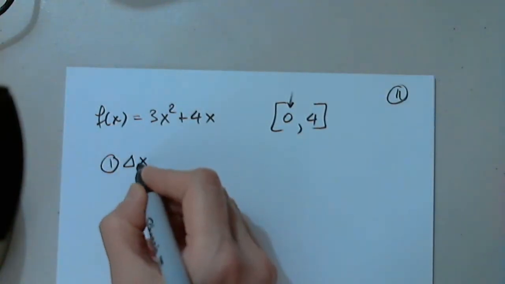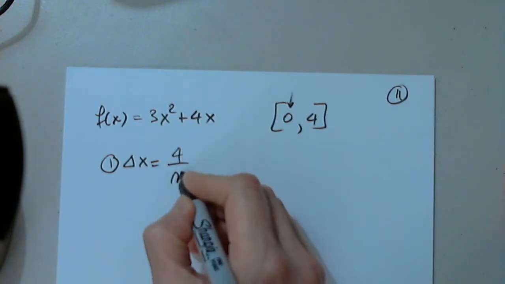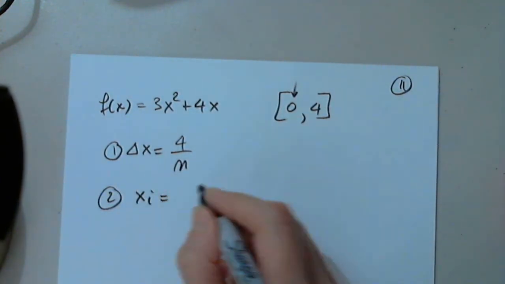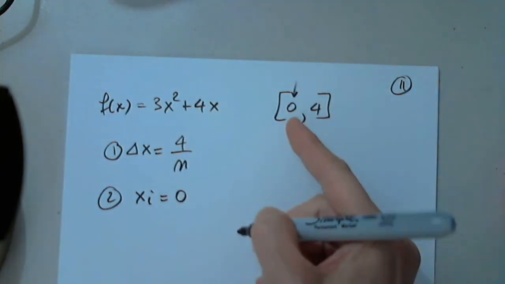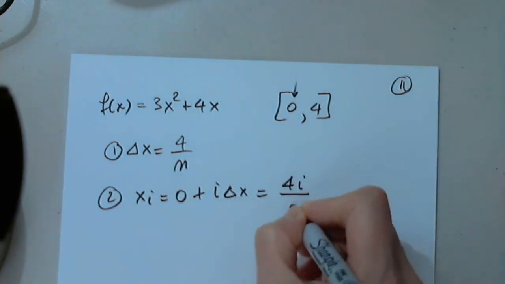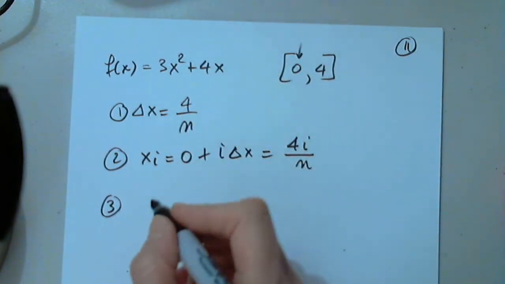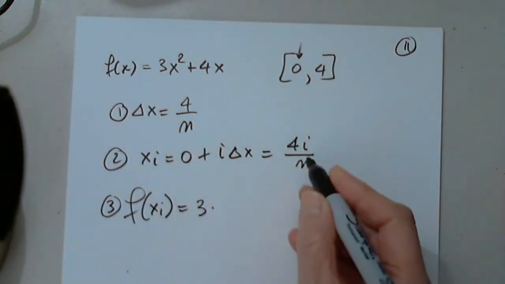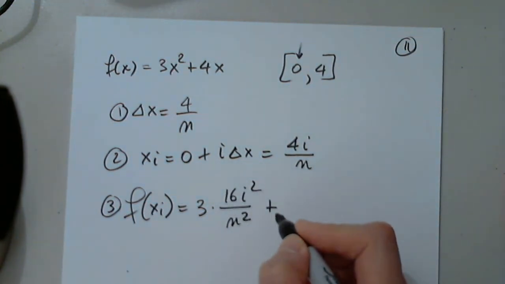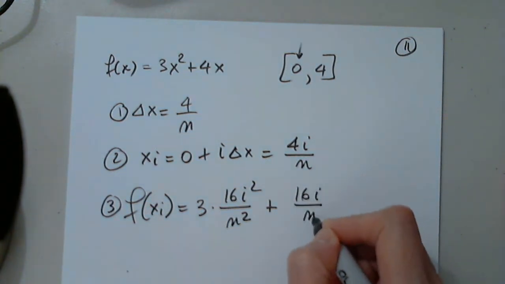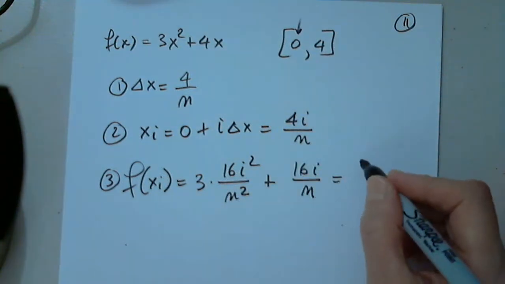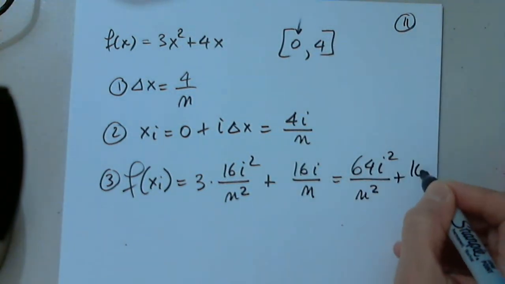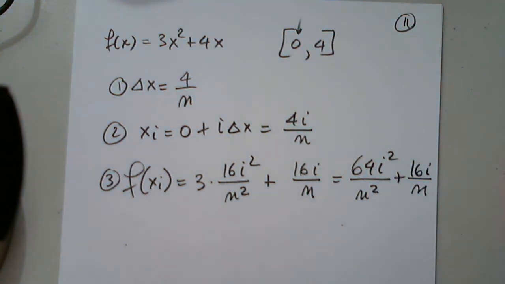We need three preps. First of all is delta x, which is 4 minus 0 over n. Prep number 2 is xi, which is always 0 plus i delta x, in this case 0 plus i delta x, which is 4i over n. And prep 3 is when I plug this in and get f of xi as 3 times 16i squared over n squared plus 4 times 4i over n. And this becomes 48i squared over n squared plus 16i over n. Are the preps clear? The 48, yes, 48. Very good. That's exactly what I was looking for.